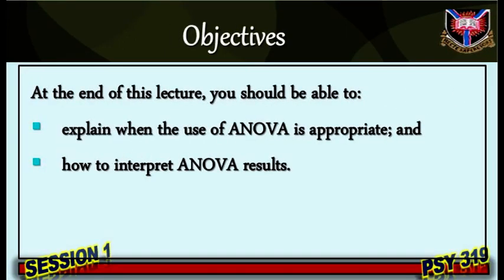Objectives. At the end of this study section, you should be able to: 1. Explain when the use of ANOVA is appropriate, and 2. Interpret ANOVA results. Pretext: What is the difference between one-way ANOVA and factorial ANOVA?